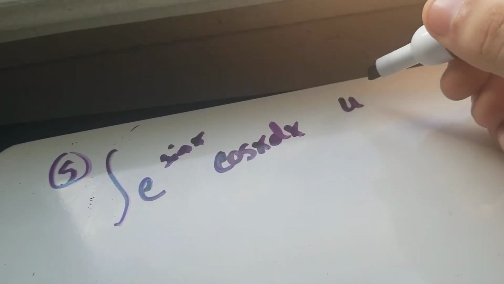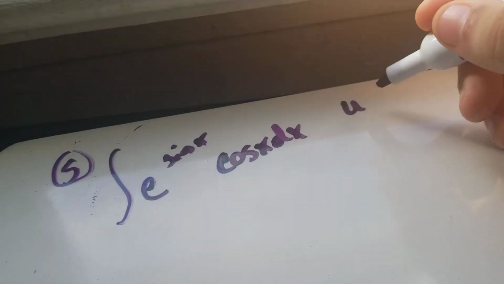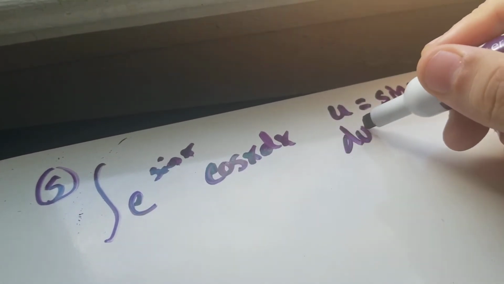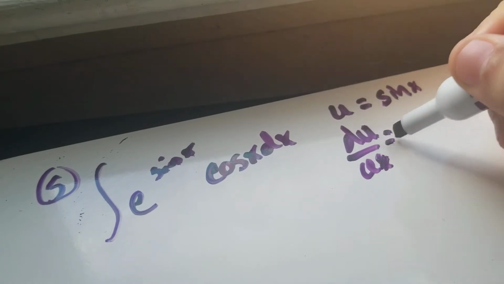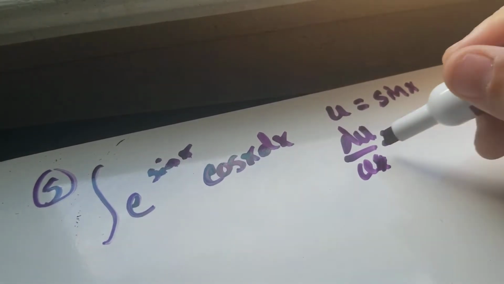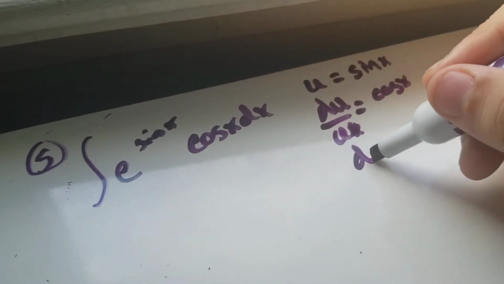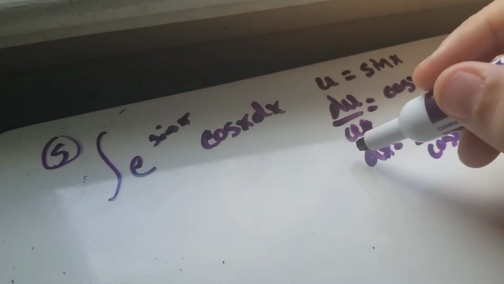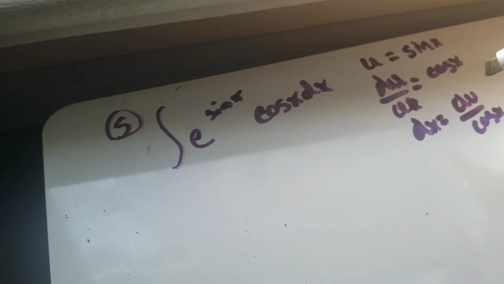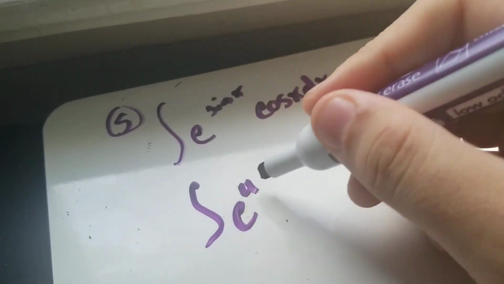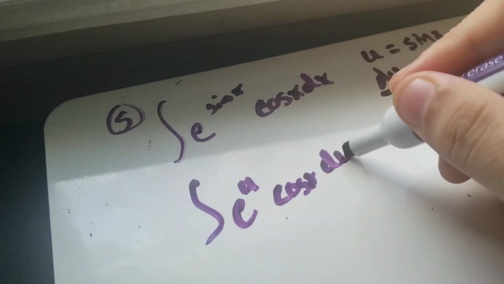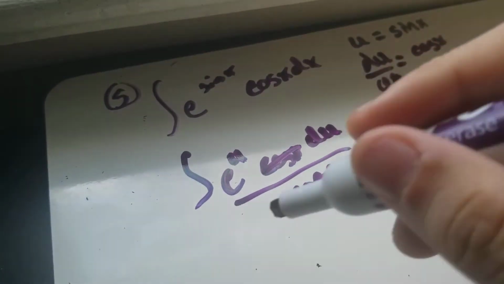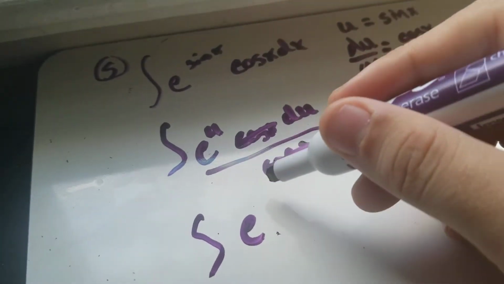So I'm going to call u, we're going to make u sine x. And the reason I do that is because I know du over dx is going to become cosine x, which a little bit of algebra will make dx equals du over cosine x. And what's convenient about that is I can replace the dx with that, and the cosines will cancel out. So rewrite this: e to the u power cosine x du all over cosine x. Hey, these are exactly the same top and bottom, so I can cross that out. So I have the integral of e^u du.